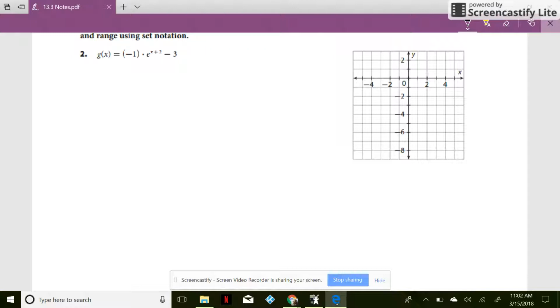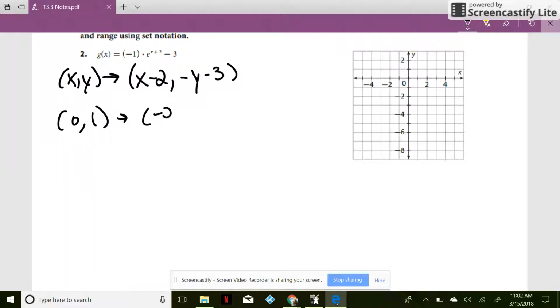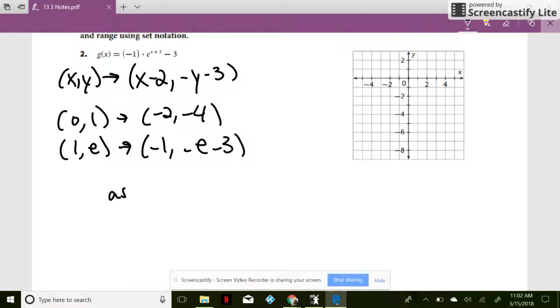All right, so how are our coordinates changing? (x, y). Our x values will subtract 2. The y values will get multiplied by negative 1 and then subtract 3. So (0, 1) will become (-2, -4). And then (1, e) will become (-1, -e - 3). So we should have our asymptote at negative 3.